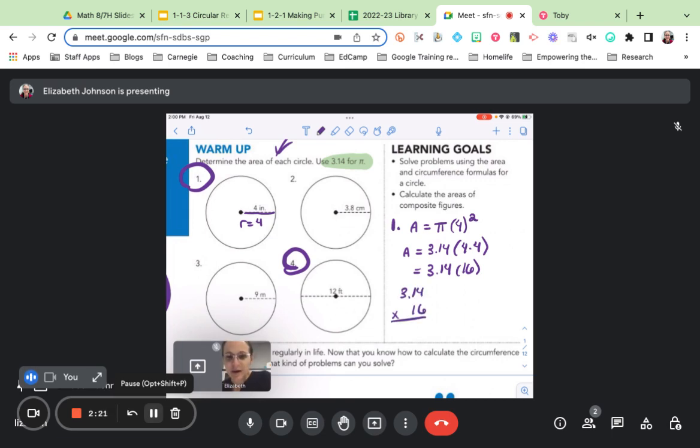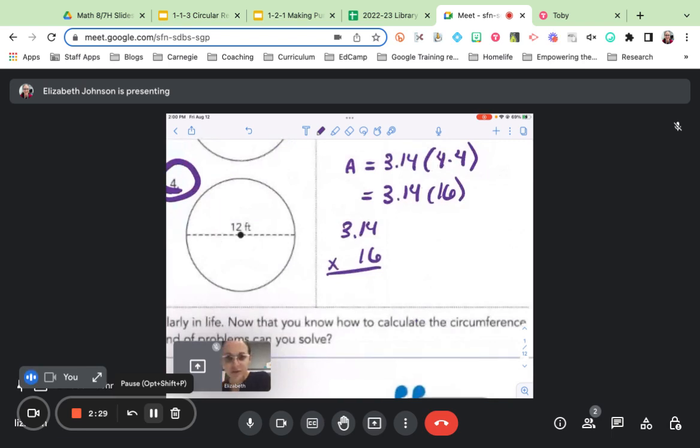And this is where we really get down to business with our multiplication. I'm going to model the multiplication with this problem, and I'm going to let you do the multiplication on the other one on your own. But let's talk about how to multiply 3 and 14 hundredths, or 3.14, times 16. First, we have 6 times 4. That's 24. Then we have 6 times 1. That's 6. 6 plus 2 is 8. Okay, now we do 6 times 3. 6 times 3 is 18.